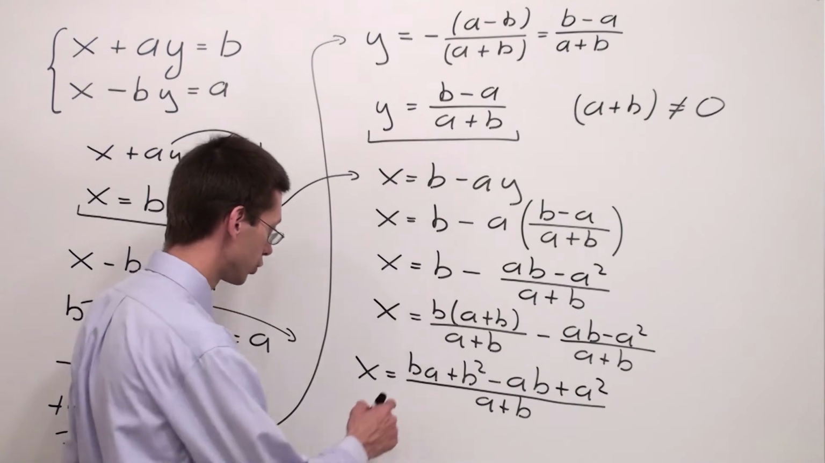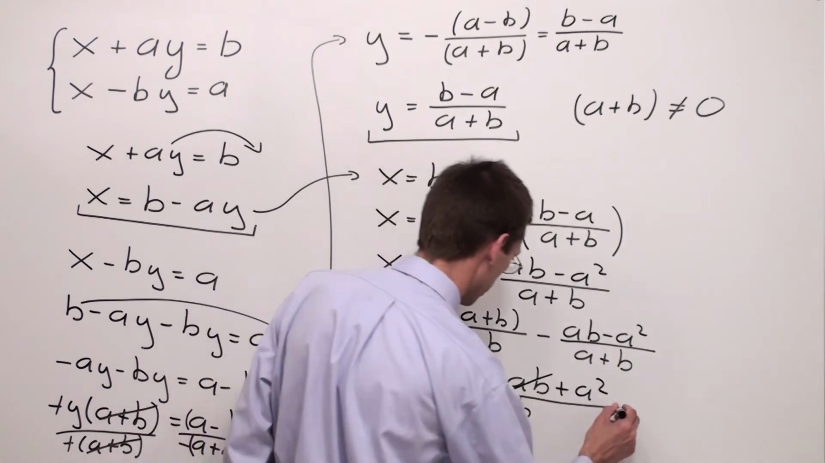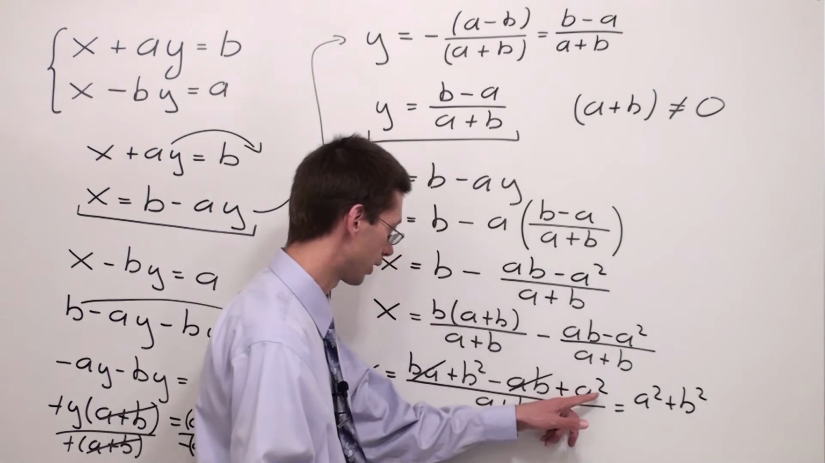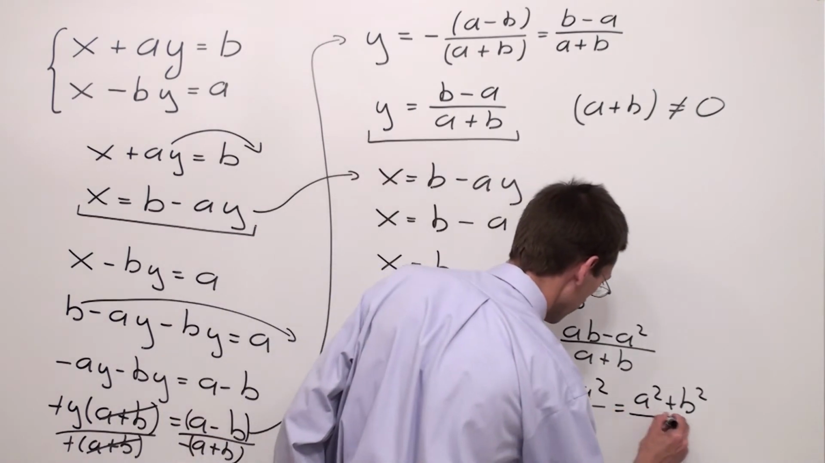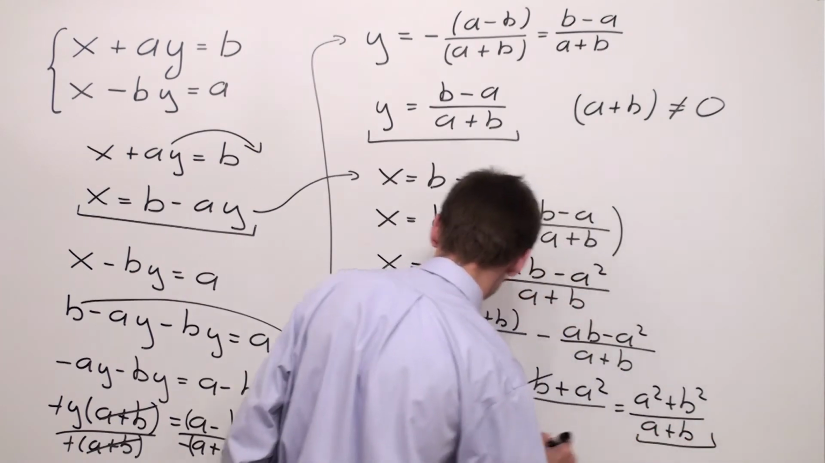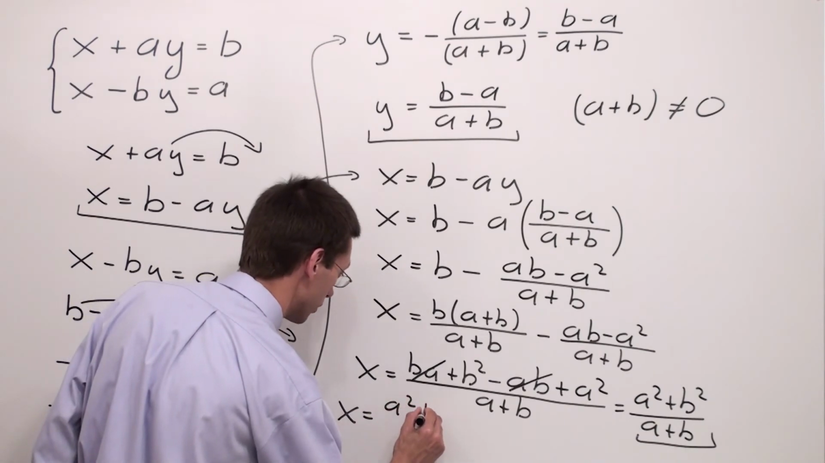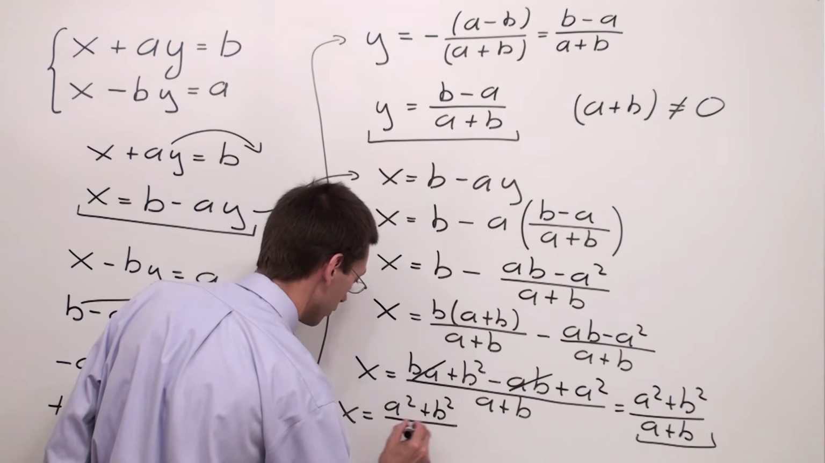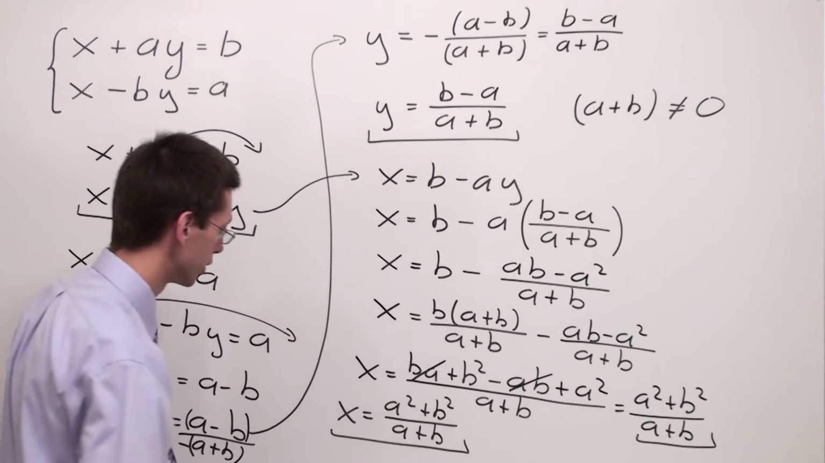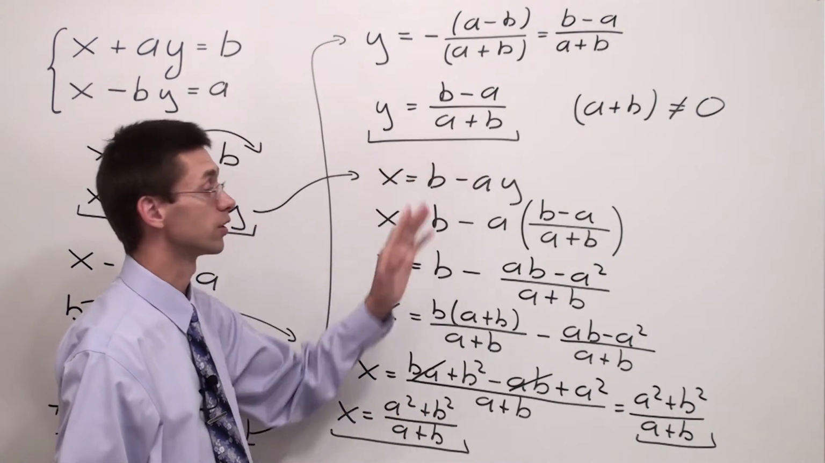So that's why these two terms are going to subtract each other, and I'm going to end up with a squared plus b squared over a plus b. Okay, so I can say that x is equal to a squared plus b squared over a plus b. This is the expression which represents my x, and this is the expression which represents my y.